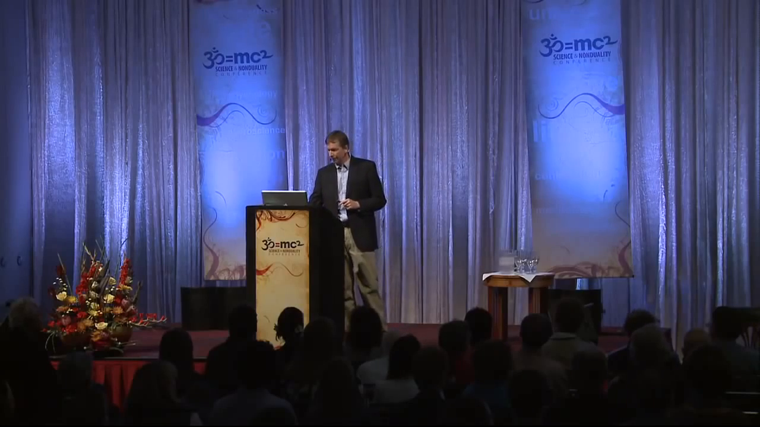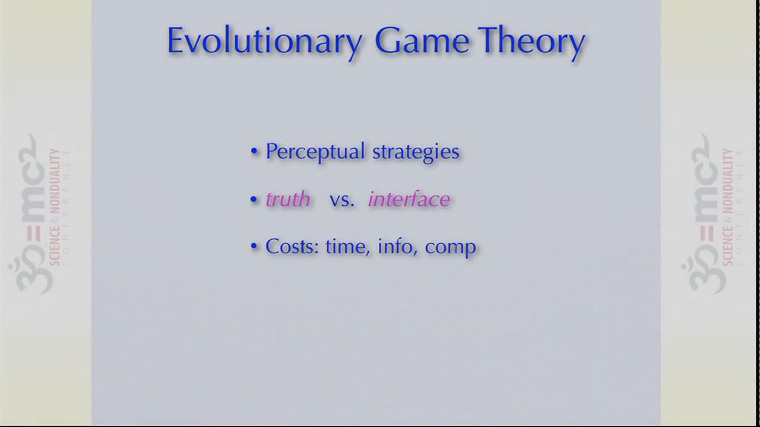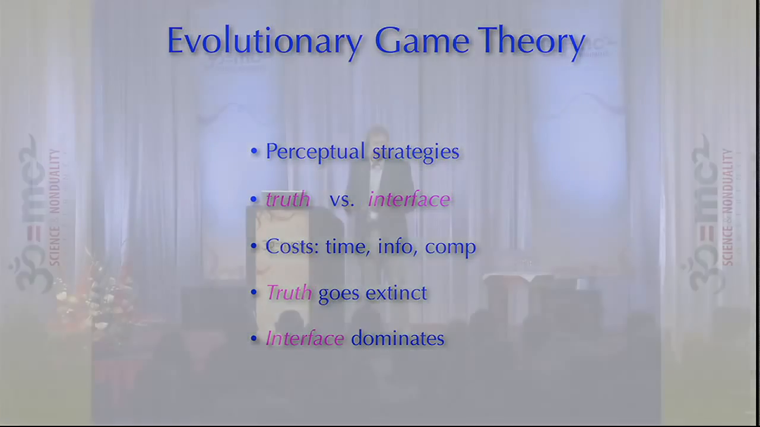And you have them compete, and you penalize them for costs, for the time it takes to get their perceptions, the information costs, computational costs. And the bottom line is, in these competitions, in world after world, truth goes extinct. It's not the most fit strategy. And instead, something that I'll call an interface strategy, and I'll tell you what that is, that's just tuned to fitness, drives truth to extinction all the time. And when we do genetic algorithms, truth doesn't even come on the stage. It never evolves. So in evolutionary games, we put truth on the stage and it dies. In genetic algorithms, it never gets on the stage.